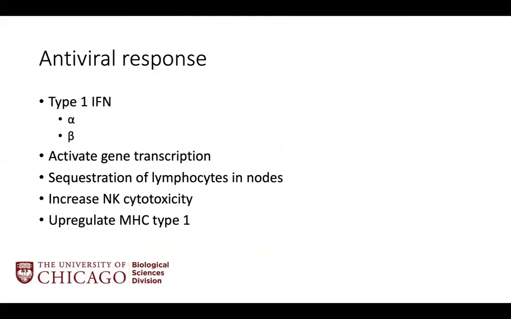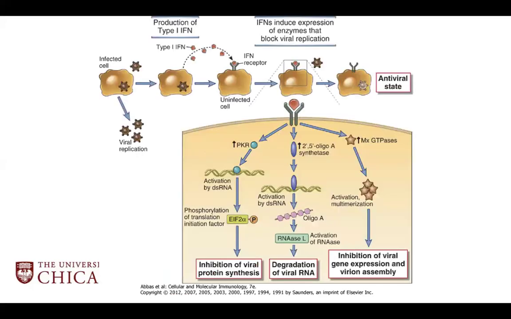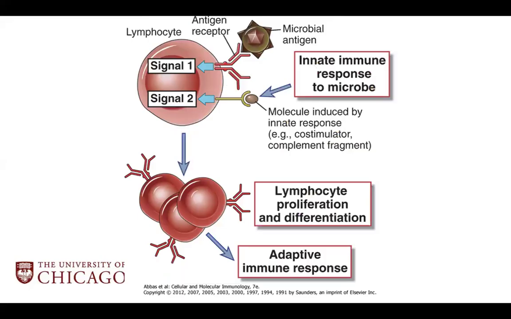Okay. The antiviral response is mostly mediated by type 1 interferon. There's both alpha and beta. It activates gene transcription and sequestration of the lymphocytes in the nodes, where it can then help the adaptive immune system to initiate its tasks. It will increase NK cell cytotoxicity and upregulate MHC type 1 for recognition by some of these cells that we talked about, like the NK cell. I'm going to skip over that.